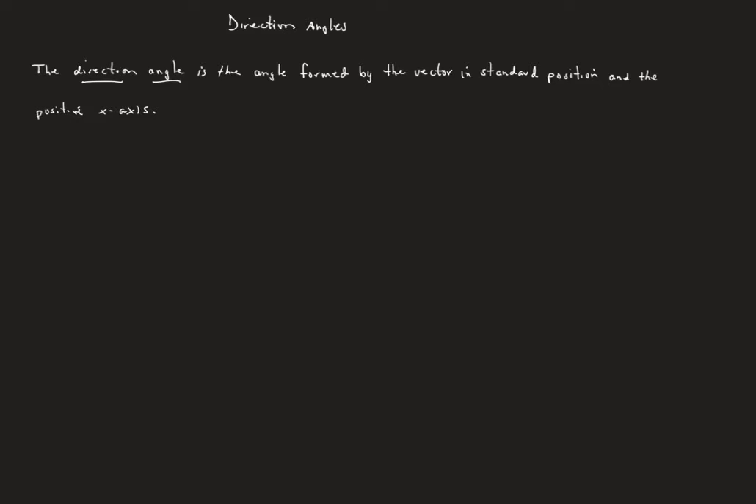In this video, we're going to talk about the direction angle of a vector and how to find direction angles. The definition for direction angle is that it's the angle formed by the vector in standard position and the positive x-axis. So this is going to look very much like what we've been doing in trig for a long time, just in a different context.